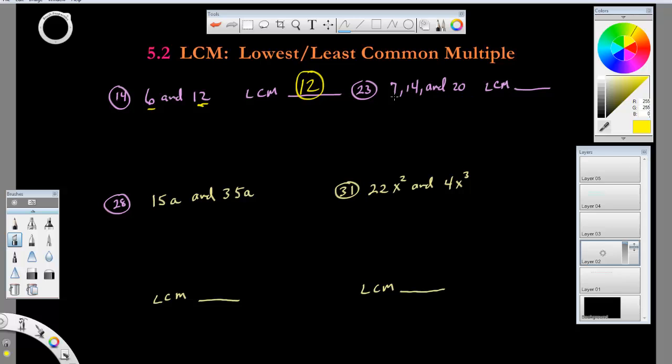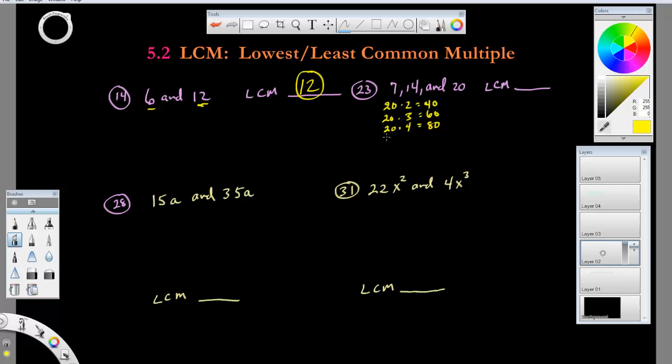If you have 3 of them, all of them have to go into it. So you start taking multiples, thus the name multiple. So 20 times 2 is 40. You try that one. That's the next smallest number that 20 goes into. So 7 doesn't, 14 doesn't, and even if one of them doesn't, you got to do another one. So 20 times 3 is 60. 7 doesn't go into 60. So you keep going. And eventually, one of these will work.